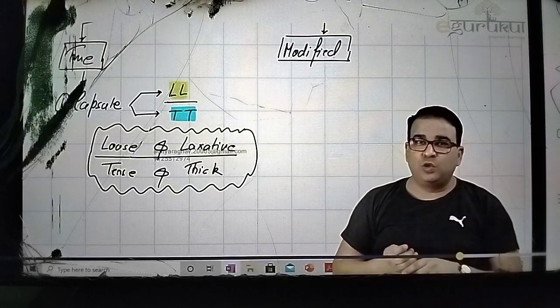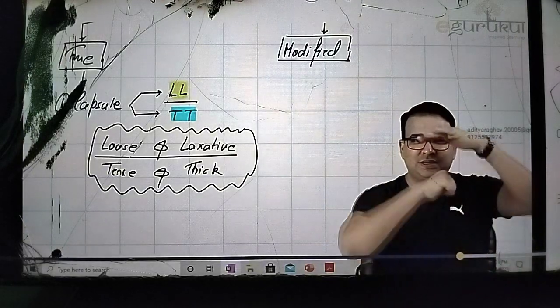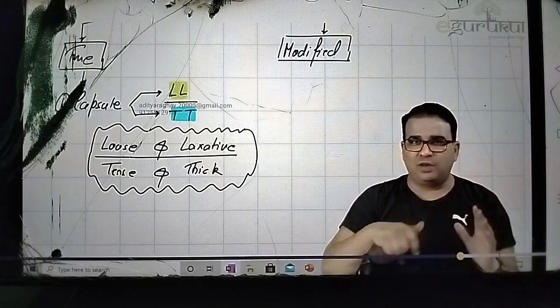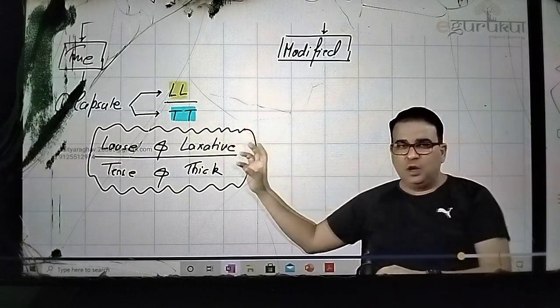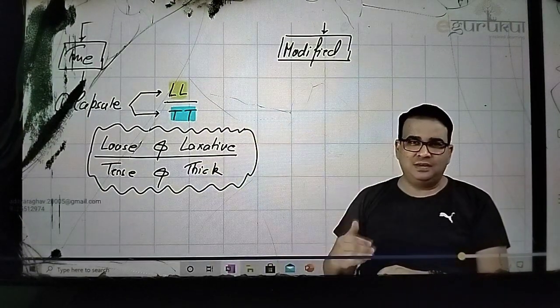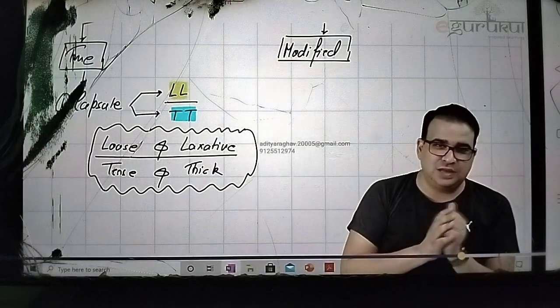Lower joint cavity is allowing the rotatory movement, and rotatory movement is around one axis only. It's one axis, and the movement is around one axis. You don't have to go anywhere, forward, backward, anywhere. So that's how the capsule is also organized. The upper part of the capsule is loose and laxative. The lower part of the capsule is tense. LL by TT. Loose and laxative, tense and thick. Upper part will be loose and laxative, lower part will be tense and thick.